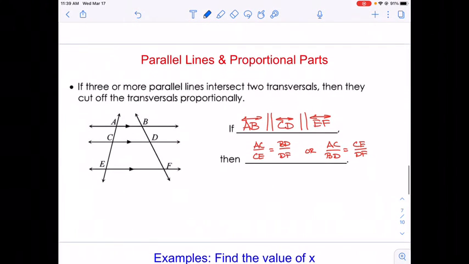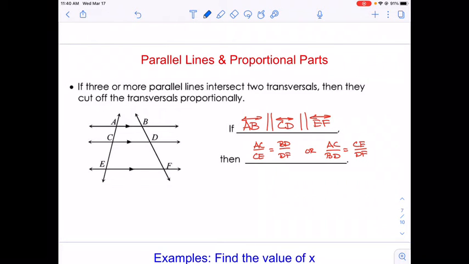So now let's look at what happens with parallel lines and proportional parts. So if 3 or more parallel lines intersect 2 transversals, then they cut off the transversals proportionally. So if AB is parallel to CD, which is parallel to EF, then you get the following proportions. And this is very similar to what we just did. It's just we don't have a triangle here. If you just connected these a little further, you would have a triangle. So the length from AC is proportionate to CE.